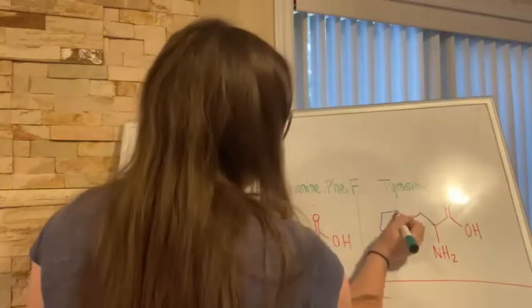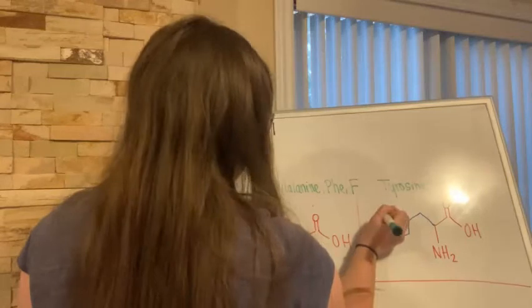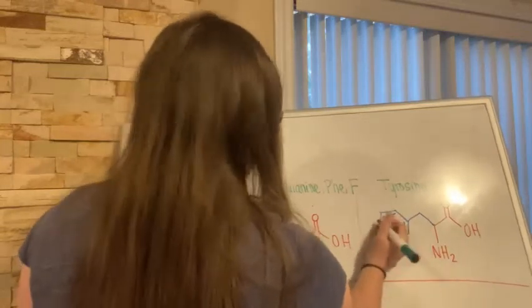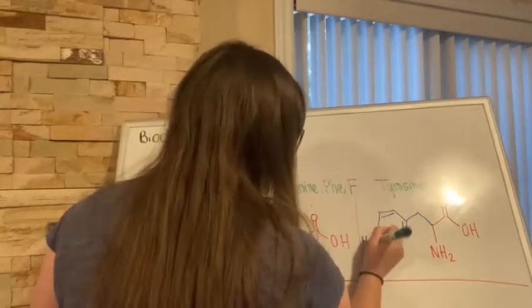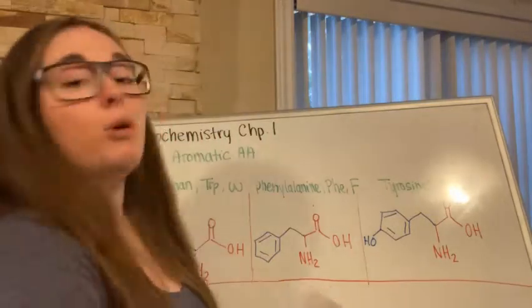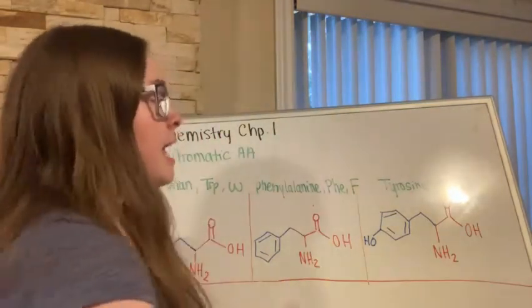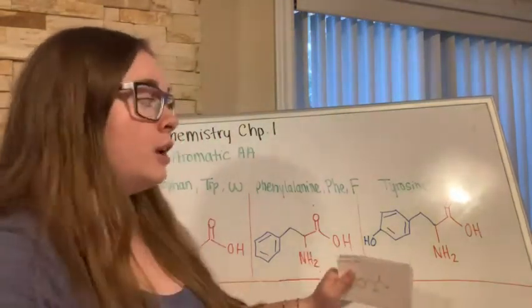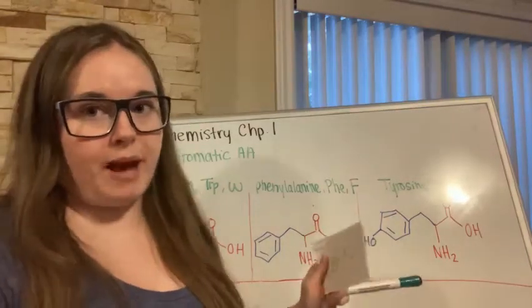So when we see the OH group, if you remember the last group that we did, the OH group meant that that group was polar, right? So tyrosine is the only polar aromatic amino acid.